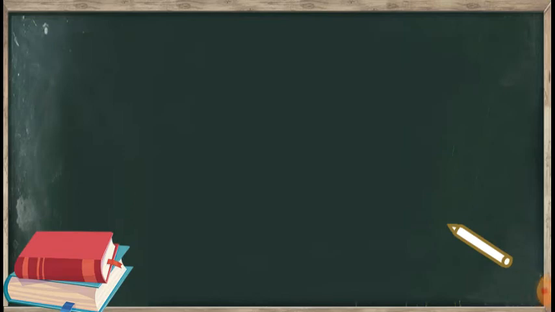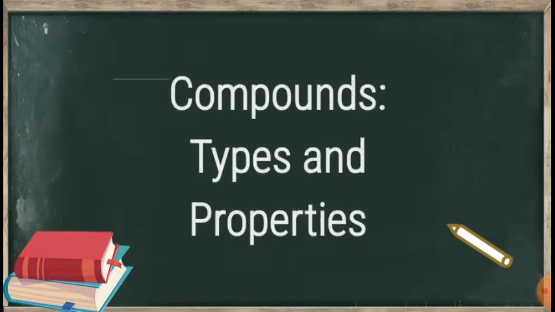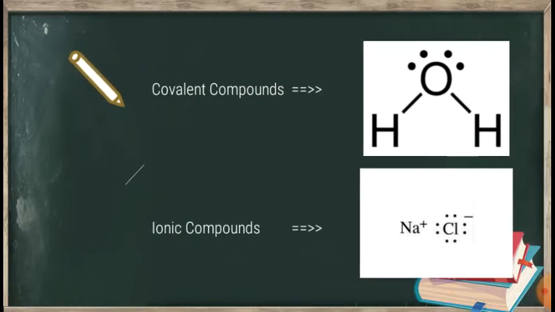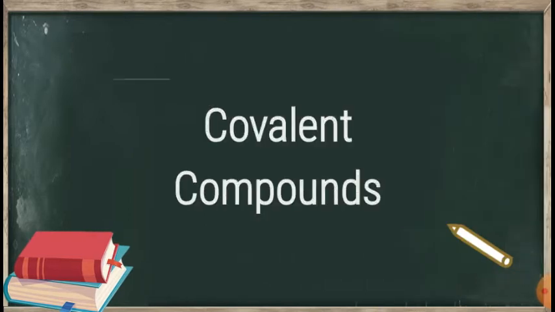Today we're going to be talking about the types of chemical compounds. We're going to be talking about two major types of compounds, basically the covalent compounds and the ionic compounds. We'll learn what's the difference between those two, and how do we know if a compound or a molecule is ionic or if it is covalent. Okay, let's start. So first is covalent compounds.